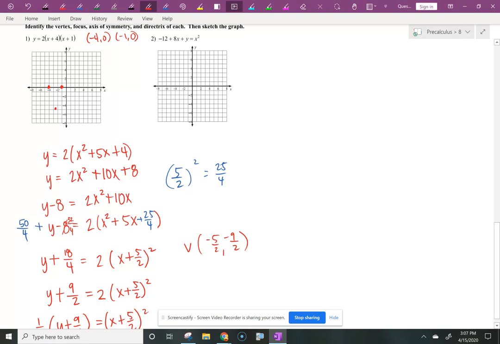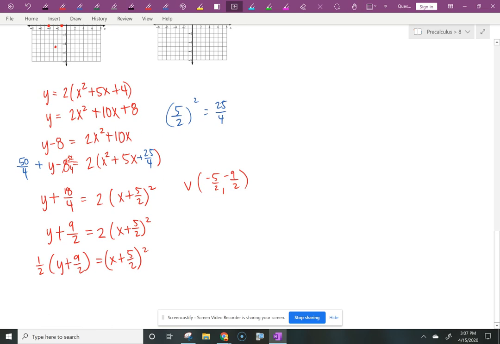So your vertex. Now, the crazy part, right, is the 4p thing. This is 1 over 4p. I'm sorry, 4p is not 1 over. 4p is equal to 1/2. So what does that mean? That means that if you want to, you could cross multiply or whatever, but you're going to get 8p equals 1, or p equals 1/8. And that's my p-value. In other words, I need to go 1/8 of a unit in the y direction.